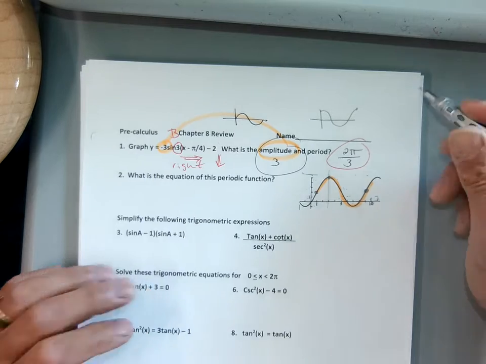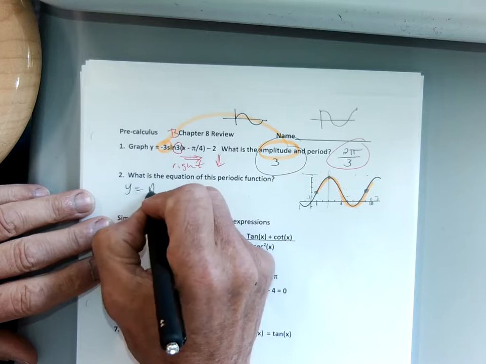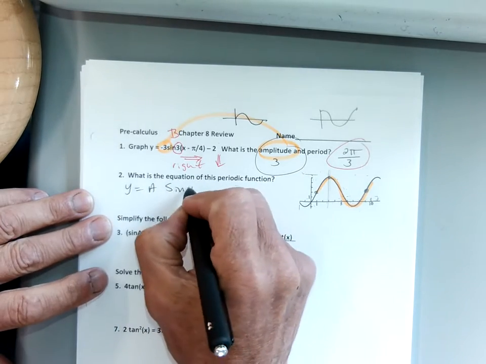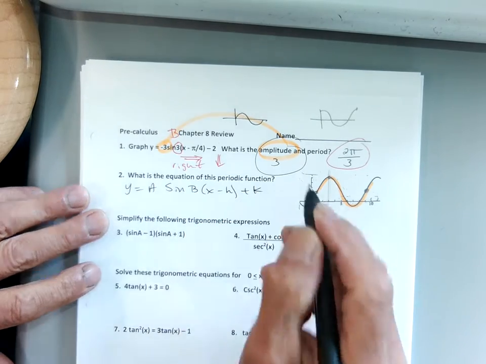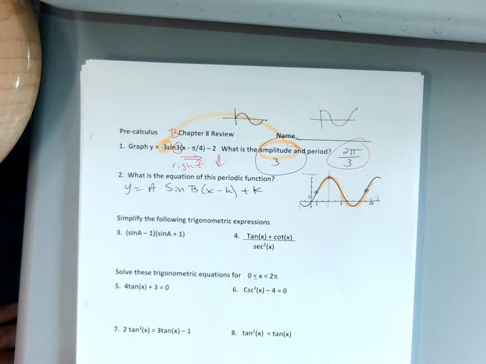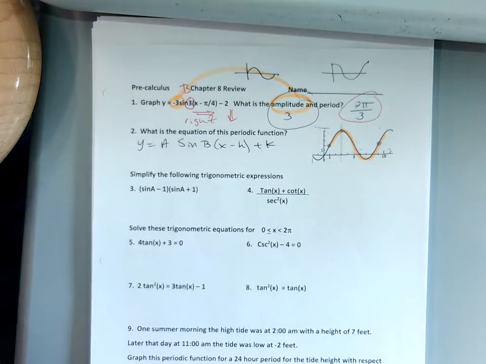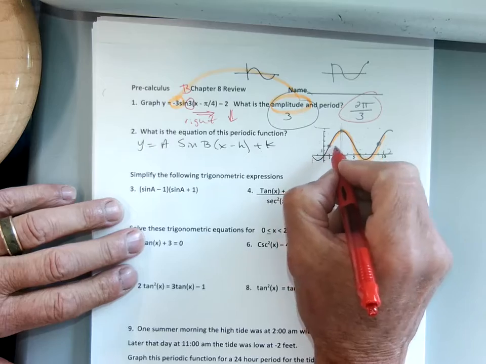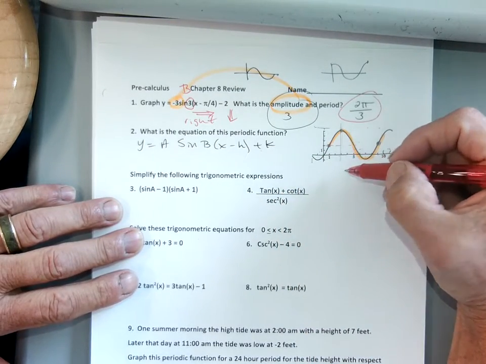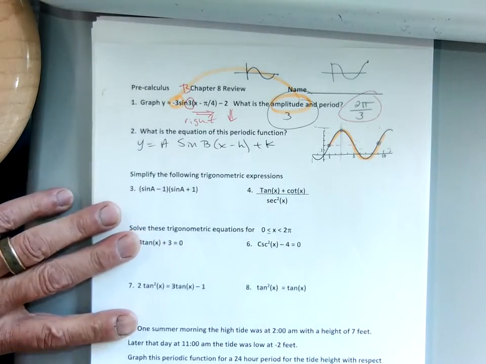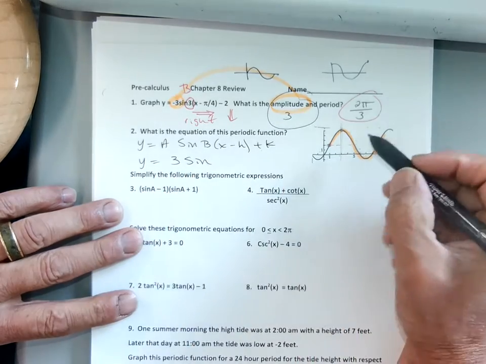Okay, so I'm going to call it a sine. I'm going to go y equals a sine of b times x minus h plus k. That's my formula, okay? The amplitude. Well, if this is the middle of my curve, then the amplitude seems like it goes up 1, 2, 3, down 3. So I think the amplitude is 3. So I'm going to go y equals 3 sine, okay?